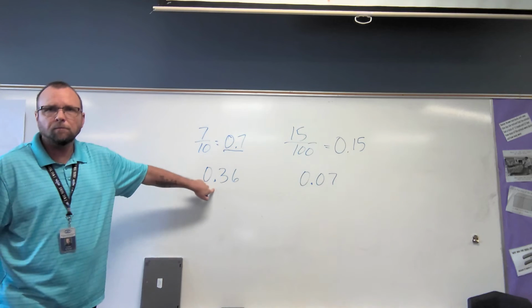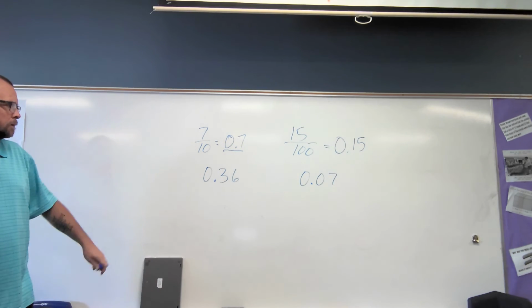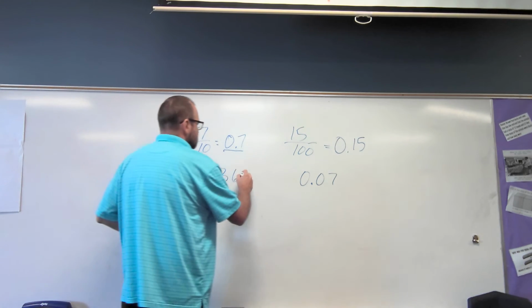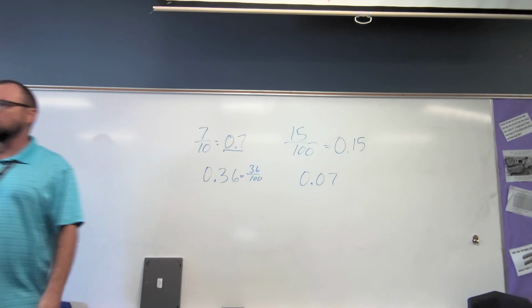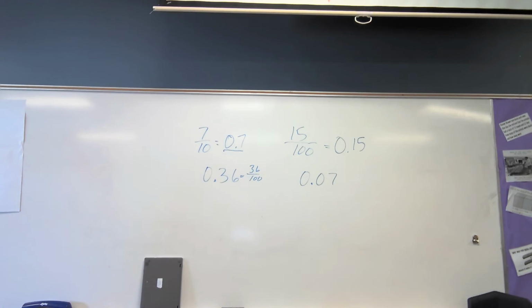Rylan, how do you say this number? 36 hundredths. It's another reason why we need to know place values. Changing from decimals into fractions is so easy.